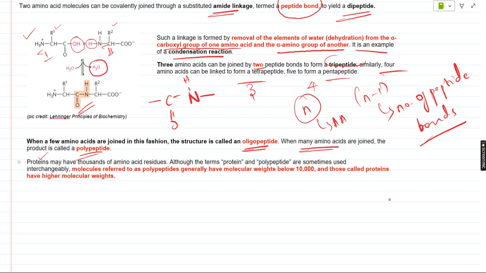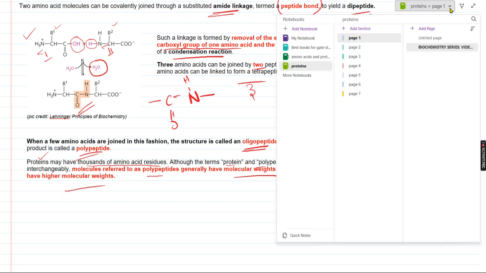Proteins have thousands of amino acid residues. Although the terms protein and polypeptide are sometimes used interchangeably, molecules referred to as polypeptides generally have molecular weights below 10,000 Dalton, and those called proteins have higher molecular weights. So you shouldn't exactly say that polypeptides are proteins. That's sometimes not correct from a biochemist's point of view. I would recommend you say that polypeptides are the ones that have lower molecular weights compared to proteins. Okay, moving on to the next slide.